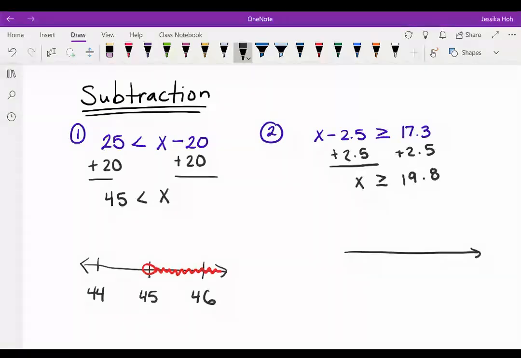To graph it, we can do 19.8, 19.9, and 19.7. Okay, it's going to be a closed circle because it's including the number. And then I'm going to shade, it's saying that x is greater than 19.8.